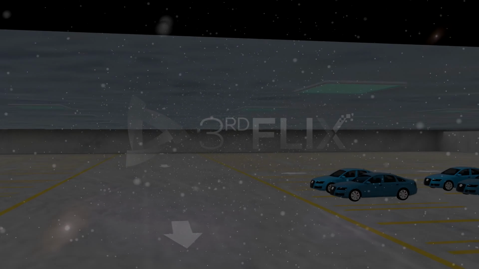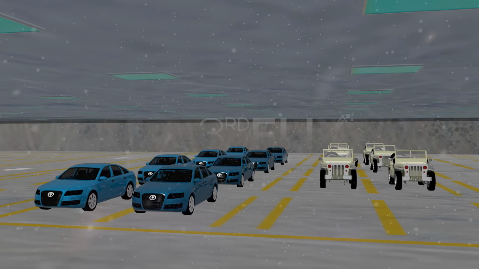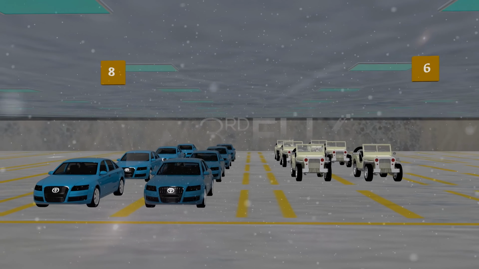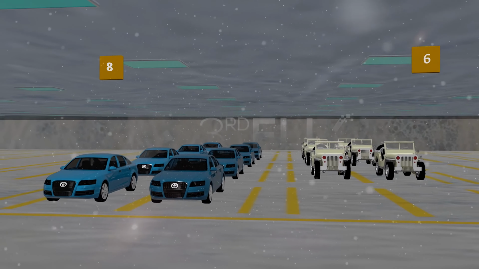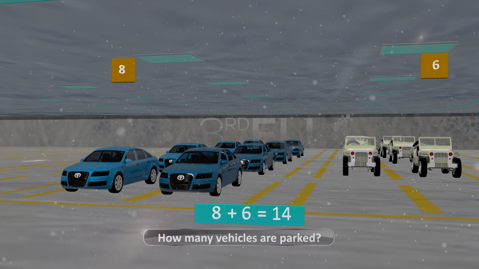In the basement of a shopping mall, customers parked their vehicles at the parking slot. First, 8 cars and 6 jeeps are parked. How many vehicles are parked? 8 cars plus 6 jeeps equal to 14 vehicles.